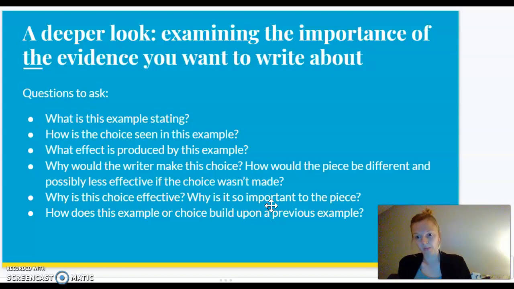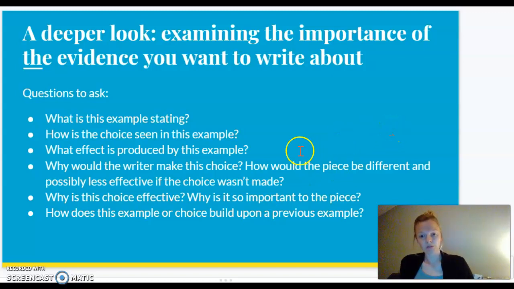I thought that was a really good question. Like, if that example was taken out of the text, how would it be different? What would be missing? And I think that you'll have an awesome answer there. Why is this choice effective? Why is it so important to the piece? And how does this example or choice build upon a previous example?